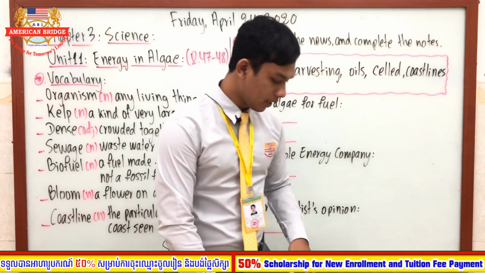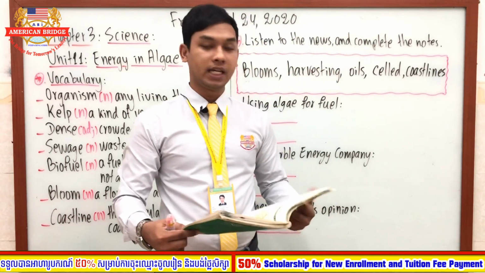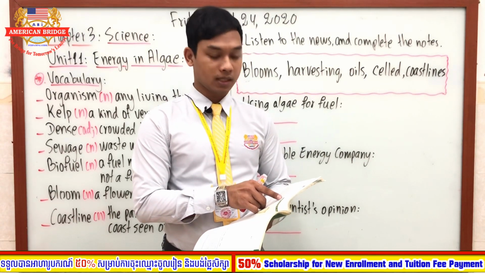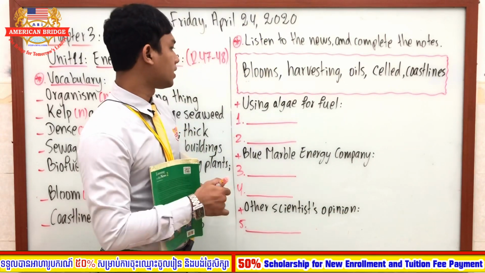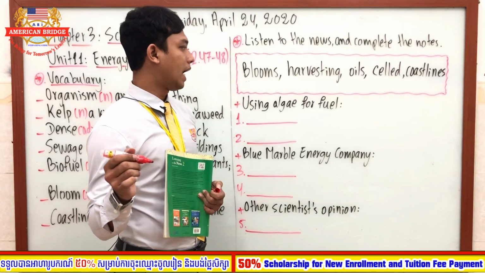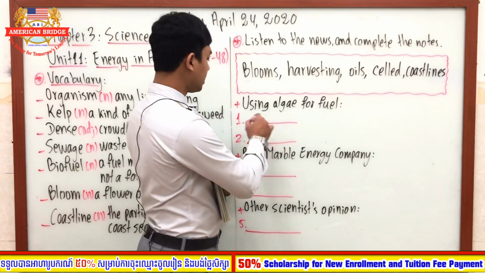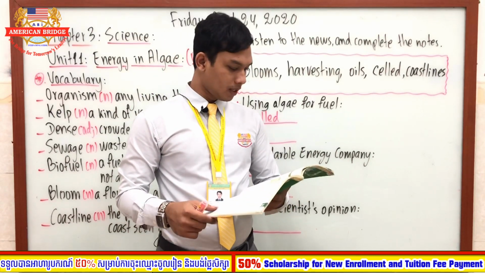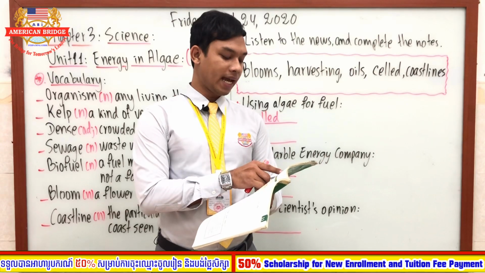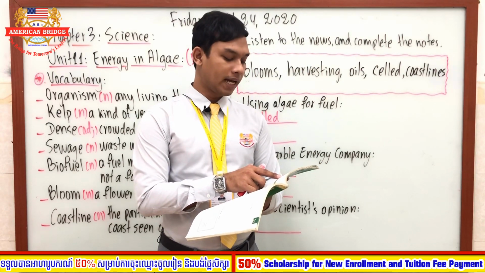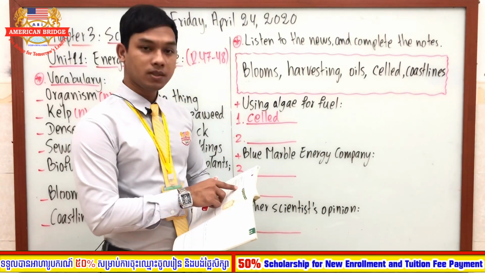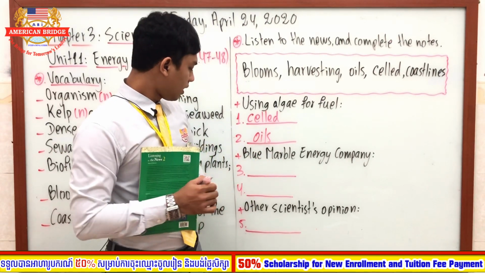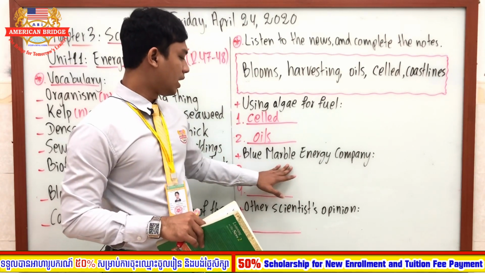Okay, so the first one here, we say using algae for fuel. And number 1, we say single what? Single and larger plants. Single blooms or single harvesting? Alright, so this is single celled. Okay, so number 1 is celled. And how about number 2? We say grow quickly and contain a lot of what? A lot of blooms? No, it is contain a lot of oils. Okay, oils.